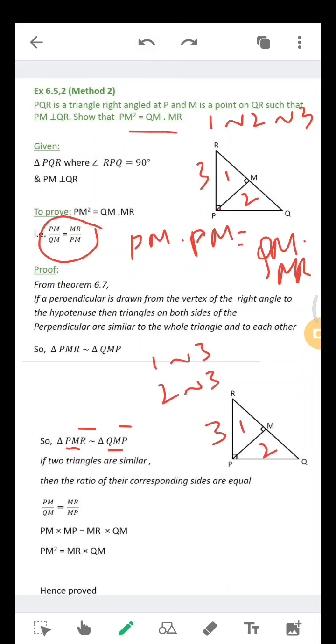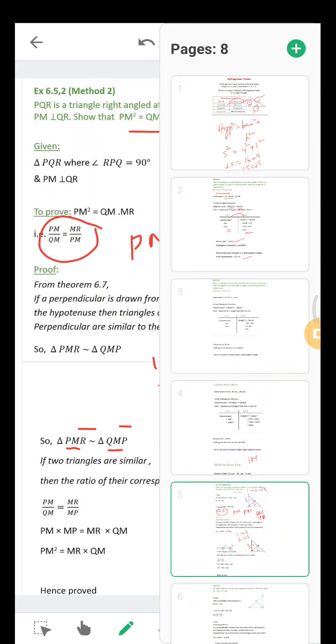If you are not clear with this, you can refer to theorem 6.7 and follow the same procedure and do it in the long method. That doesn't matter. That is also correct.